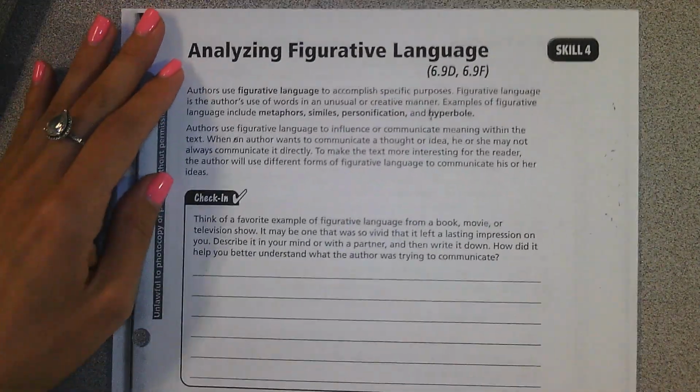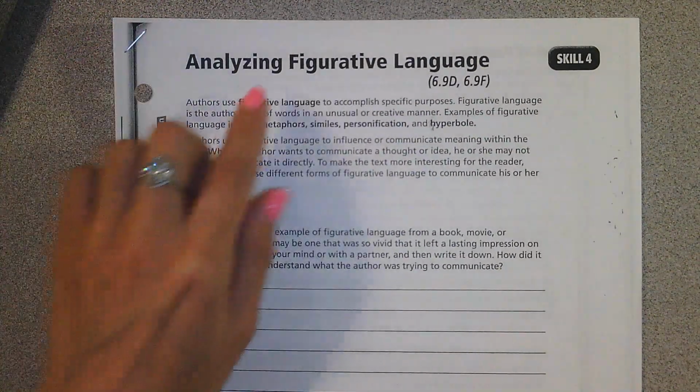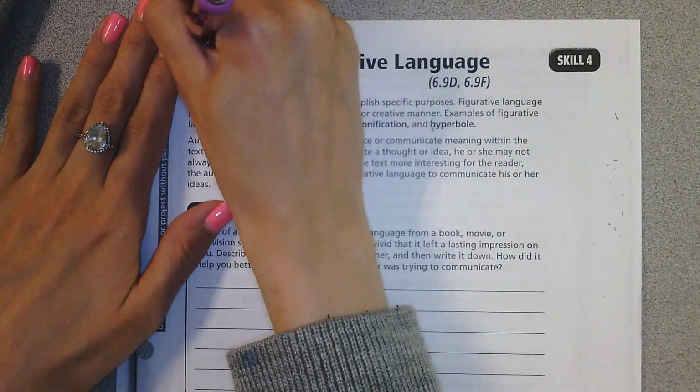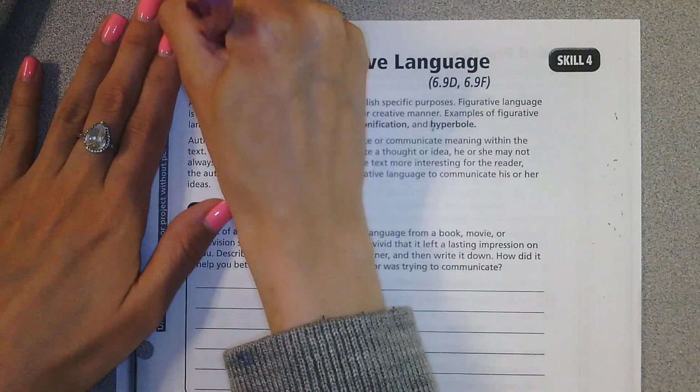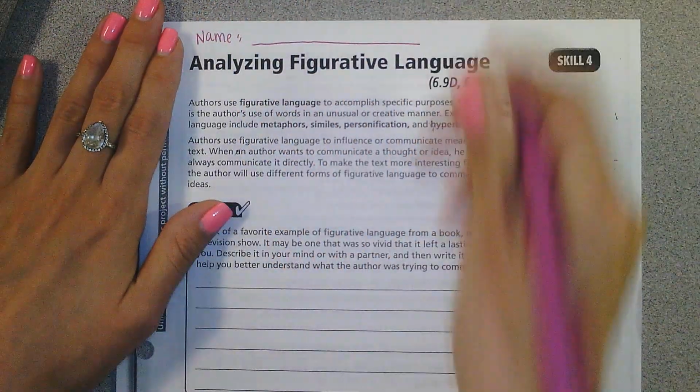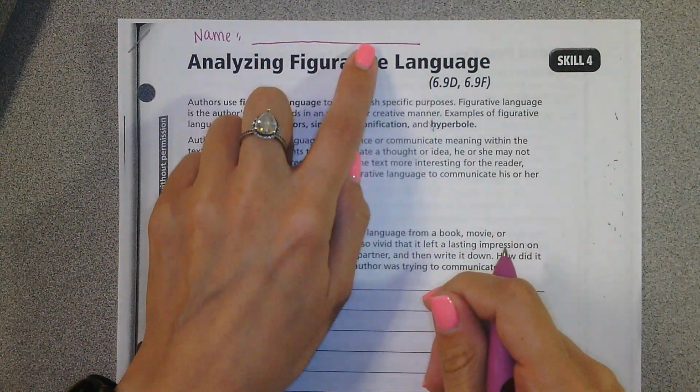Now, expectations for this worksheet. One, you need to make sure you write your name at the very top. So that's the first thing I want you to do. I want you to create a little thing that says name with a line, and then you're going to write your first and last name there.